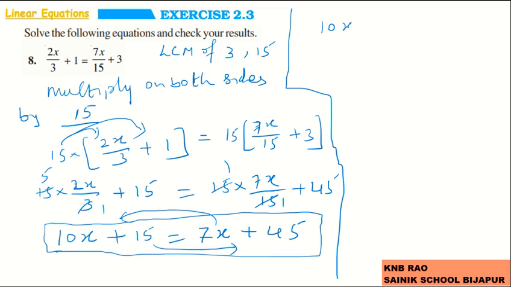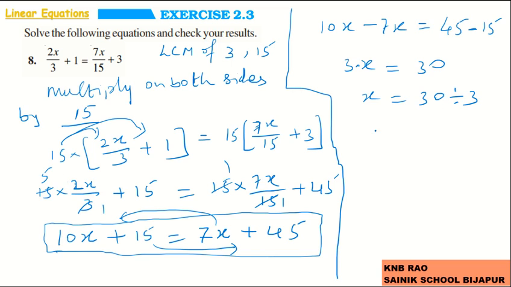So 10x, here 7x is addend, comes and becomes subtrahend in left hand side. Here 15 is addend, comes and becomes to the right hand side as a subtrahend. So 10x minus 7x is 3x equals 45 minus 15 is 30. Here 3 is multiplicand. If it is transposed to right hand side, it does division. So x equals 30 by 3 is 10. x equal to 10 is the solution of the given equation.